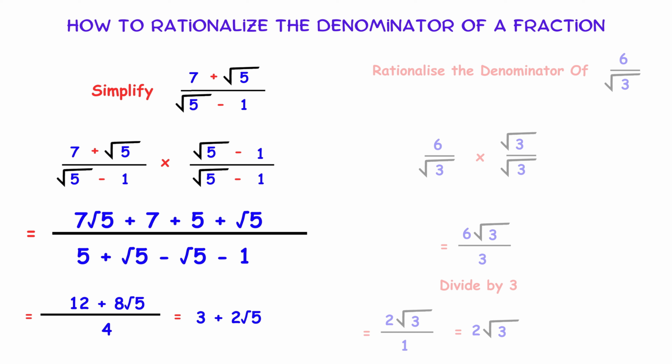And for the denominator, you should get 5 plus root 5 minus root 5 minus 1, which simplifies to just 4 because the positive and negative root 5 cancel out, and we're left with 5 minus 1, which is 4. Then you can simplify the whole thing by dividing the numerator by this 4 to give us 3 plus 2 root 5 as our final answer, and that's already in the form of a plus b root 5 like they asked us for.